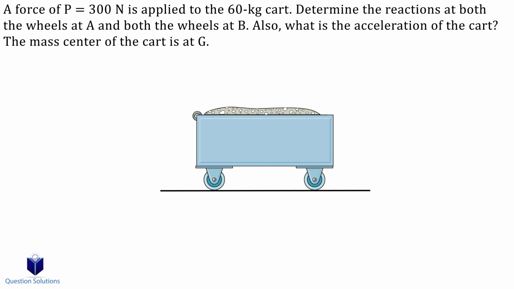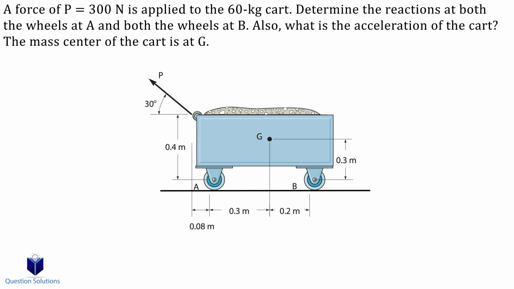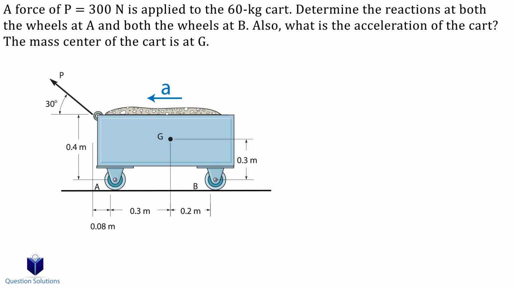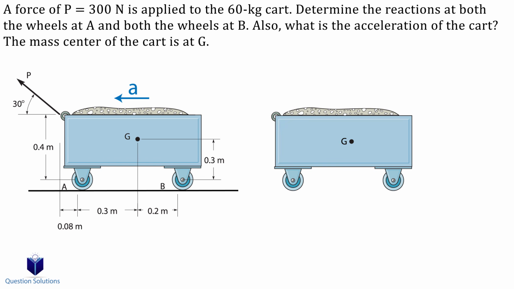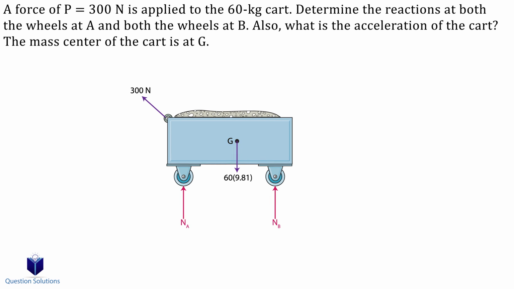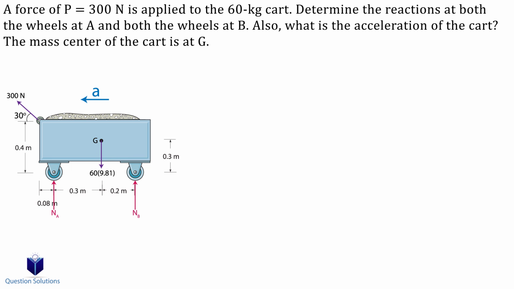We need to find the reactions at wheels A and B, and we will also need to find the acceleration of the cart. First, we will draw a free body diagram of the cart like this. So we have the 300 Newton force, the weight, and the normal reactions at wheels A and B. To figure out the acceleration, all we need to do is write an equation of motion for the horizontal forces, and we will pick left to be positive.